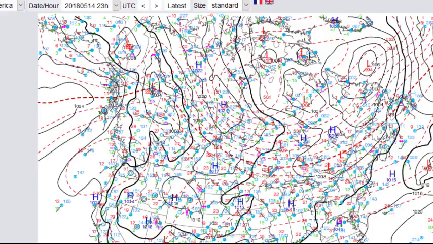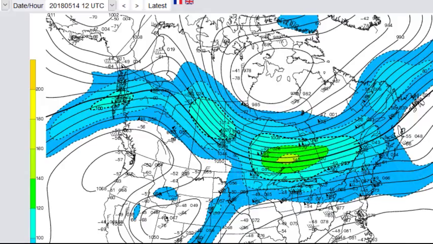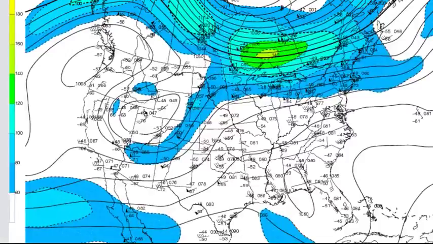All right, let's actually look at the upper data. Let's go to 250 millibars. Here's the charts for this morning. A very thin jet running from Four Corners up to the Dakotas. I can see some slightly higher values there in Texas, and that's probably a little bit of subtropical jet.